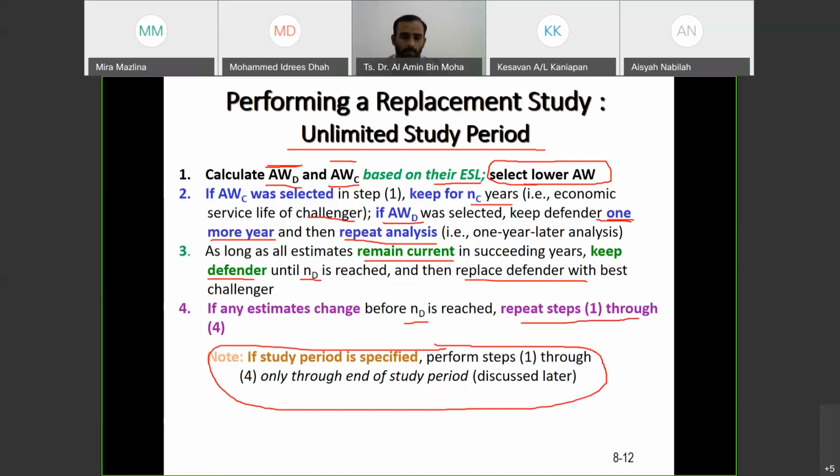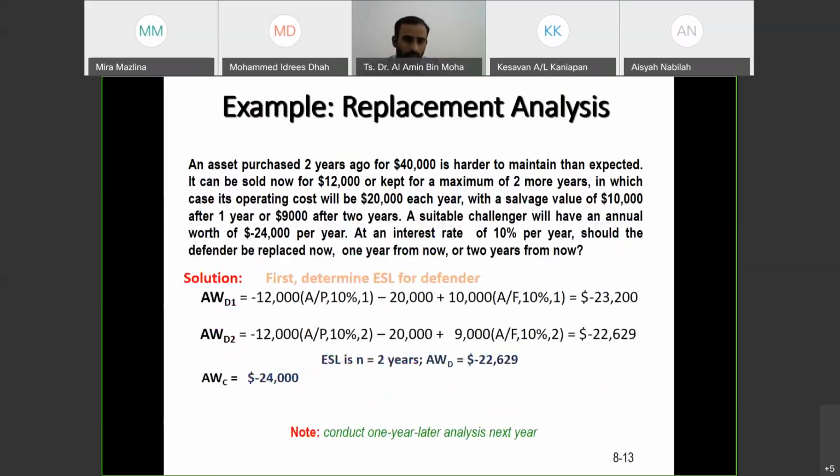It's okay. Just go through the example. So basically, we are using the same case study, the case that we used for the previous example as well. So first, we need to determine the ESL for defender. Okay, so we have identified this, right?